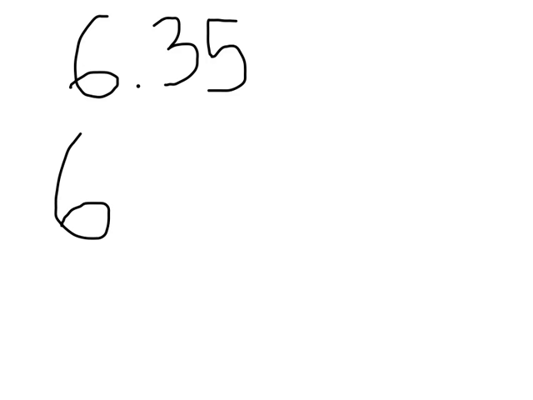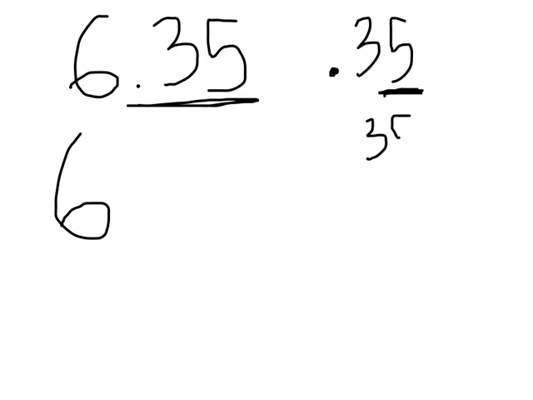Let's do another one. Alright, let's say I have 6.35. I know that I'm going to keep my 6 because it's my whole number, and so now all I have to do is look at 0.35 and turn that into a fraction. So I'm going to pull that out. The way I turn a decimal to a fraction is I look at the place value of the last number, and I just put that over the place value. So this becomes 35 over 100.